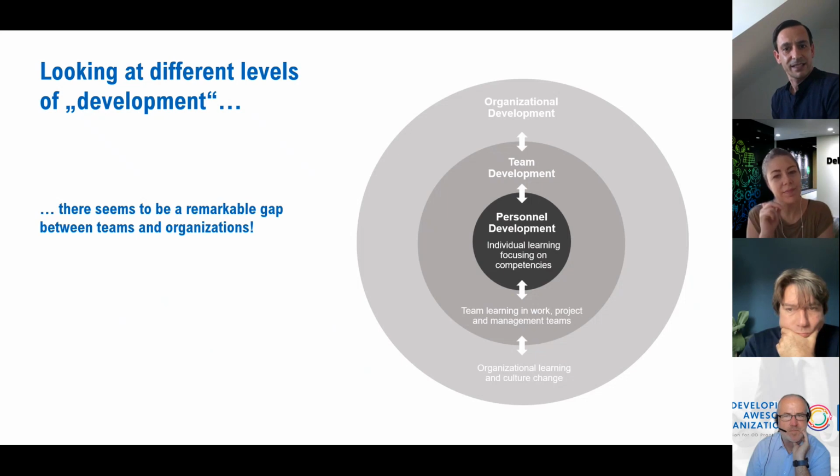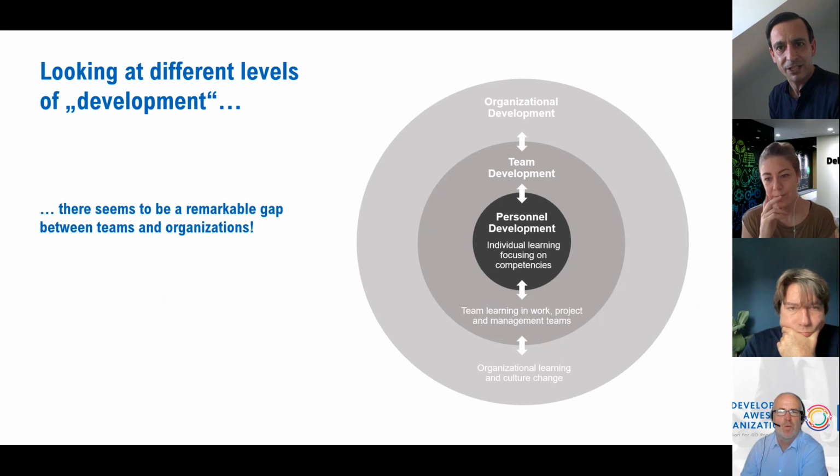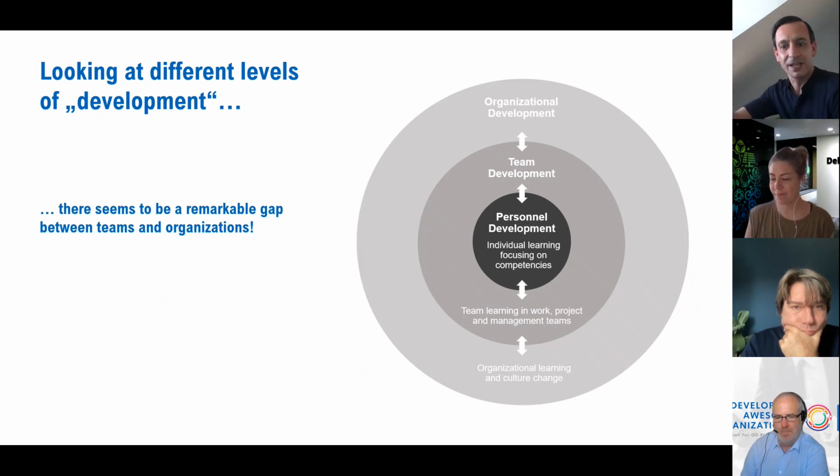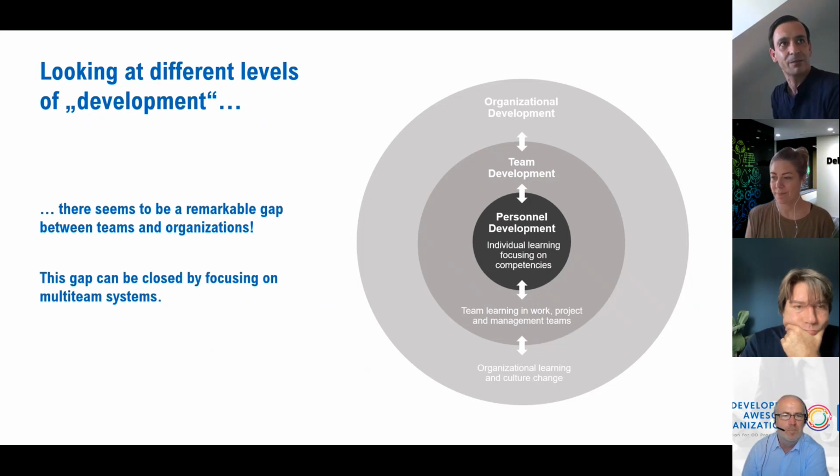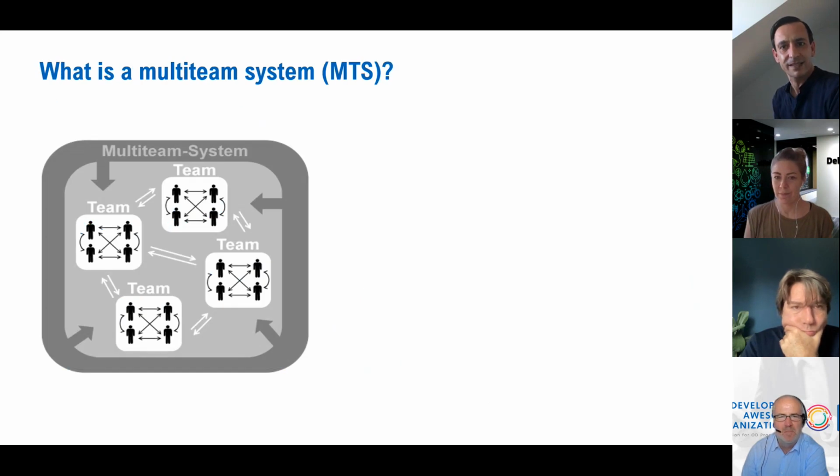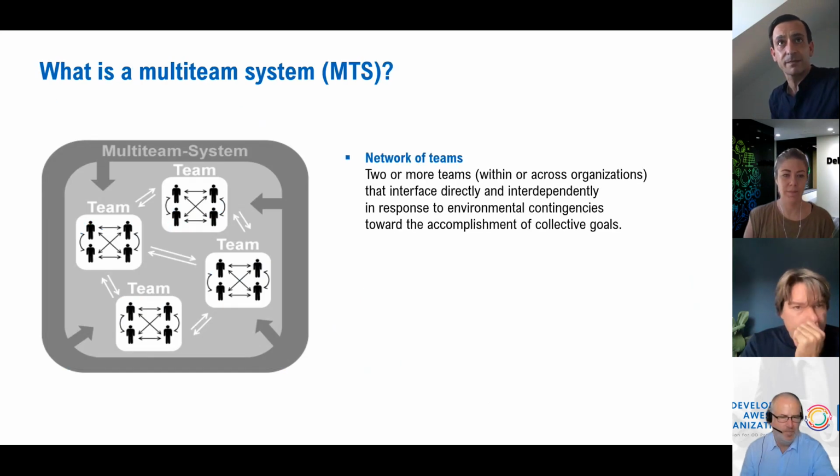And as I already said, there seems to be some kind of remarkable gap, especially when you are in large organizations. The jump from the team level to the organizational level is huge. And the idea is, how can you bridge this gap or close it by focusing on multi-team systems? So first of all, some definitional work to do. What is a multi-team system? Basically, simply said, it's a network of teams.